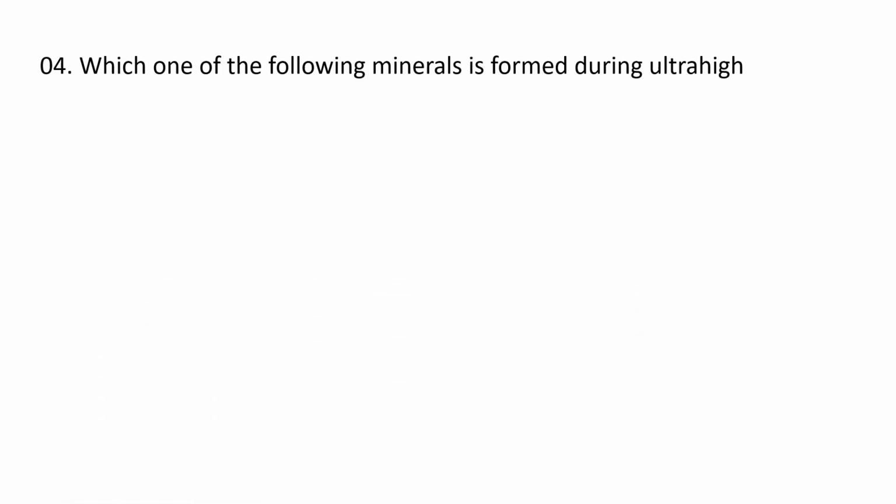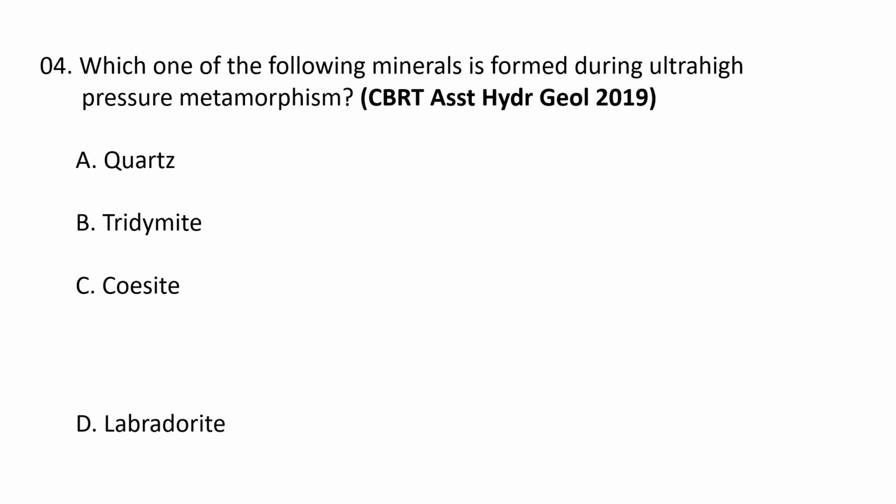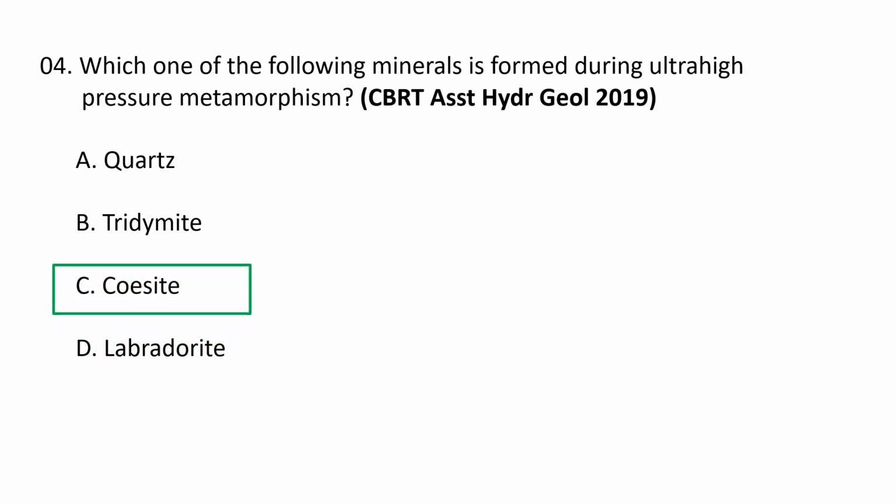Next question. Which one of the following minerals is formed during ultra high pressure metamorphism? A. Quartz. B. Tridymite. C. Coesite. And D. Labradorite. So obviously coesite is formed during ultra high pressure metamorphism. Coesite is a polymorph of silicon dioxide, SiO2, formed at very high pressures, roughly 2 to 3 gigapascals, and moderately high temperature, about 700 degrees centigrade, roughly 1300 Fahrenheit, applied to quartz. So C is the correct option.